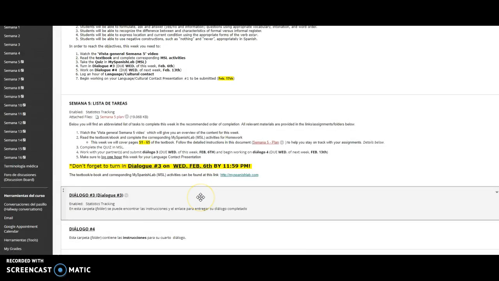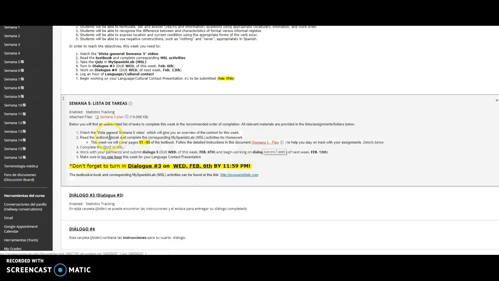Here we have lista de tareas. So this will tell you specifically the pages 51 through 65 that we'll be covering in the textbook. But I highly recommend you download either here or here the Semana 5 plan, which will give you an actual breakdown on read these pages, then do these My Spanish Lab activities, then read these pages, then do these activities. And it culminates with the quiz at the end. Okay?